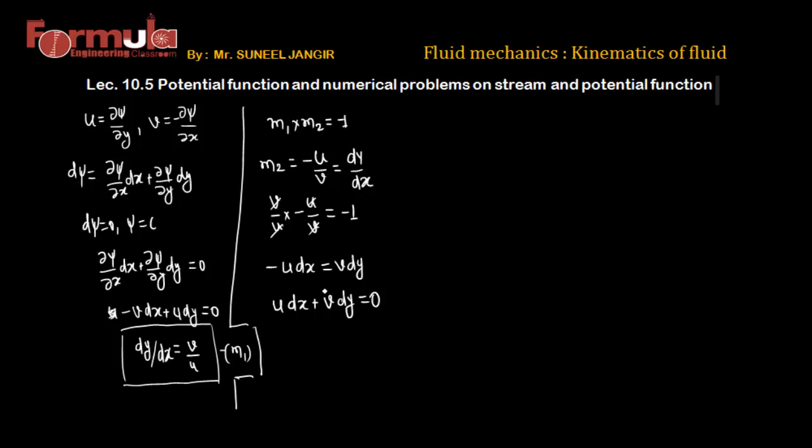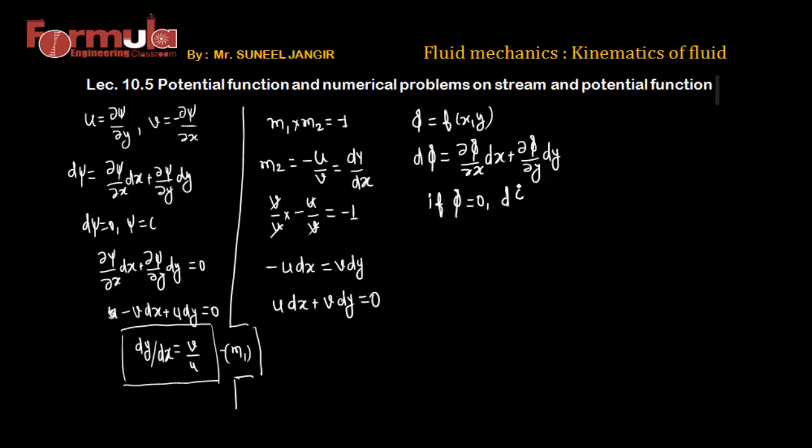Now suppose phi is some function of x and y. Then the total derivative of this function is d phi equals del phi by del x dx plus del phi by del y dy. If phi is constant, the change in this function is going to be 0.